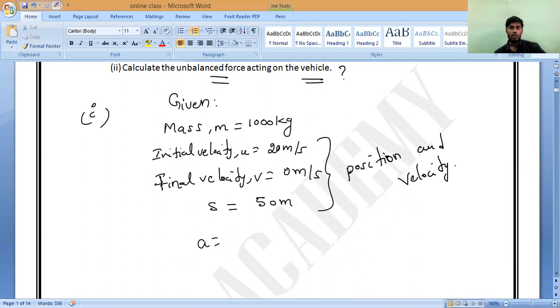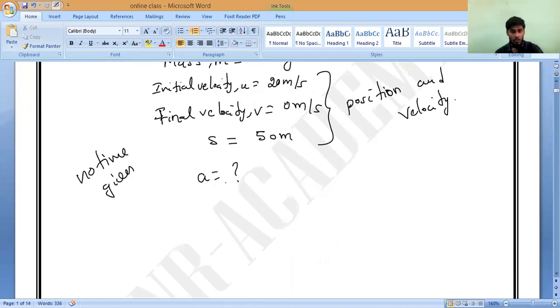Everybody remember, we should not use here acceleration is equal to final velocity minus initial velocity divided by time. Why, Darun? Because here there is no time period. Correct or not? No time is given. So which equation are we using? The third equation of motion. Correct or not? So what is that equation? Can you say? V square minus U square is equal to 2as.